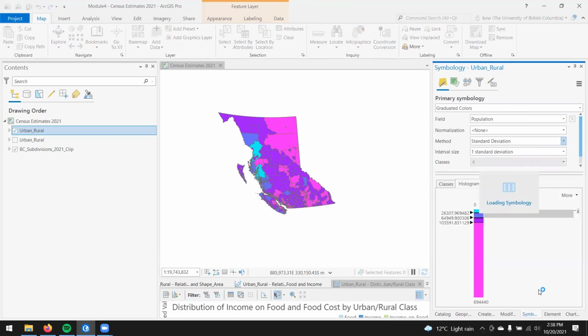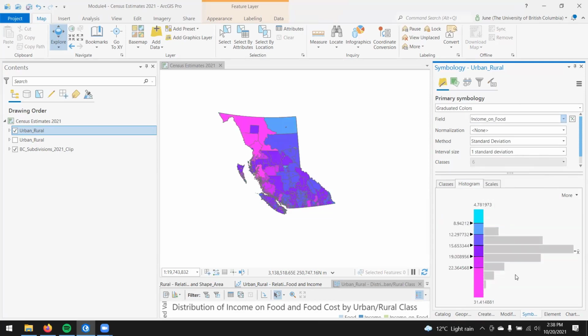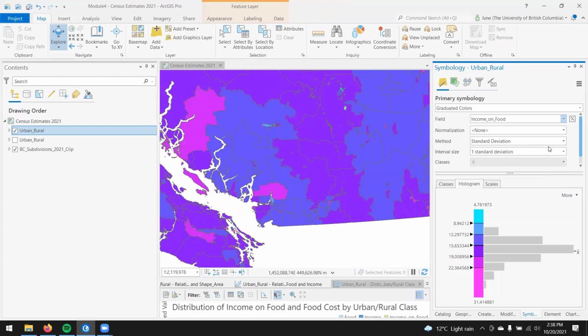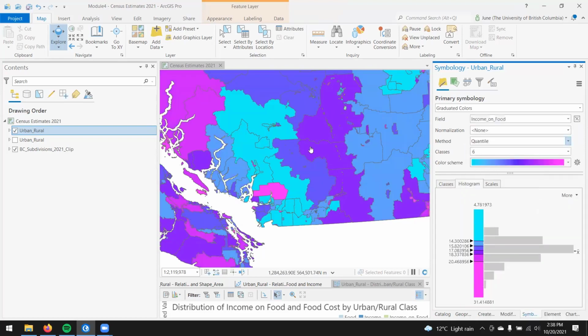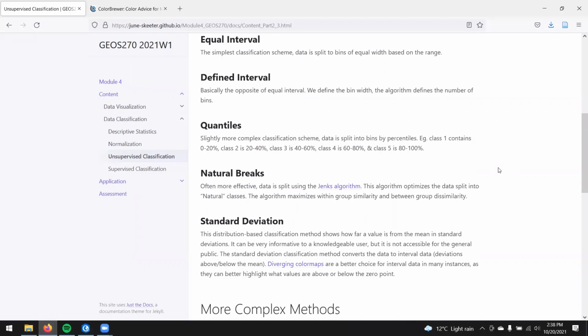Or if you want to change it to standard deviation, you'll have deviations above and below. And so we'll look at a different value because population is only so informative, right? So these are deviations above and below the average, for instance. And if you change this one to quantile, you'll see this provides a more reasonable pattern to look at. So quantiles and natural breaks are usually your best 2 bets for displaying things, unless you have a reason to do things differently, which quite often you might find you do.